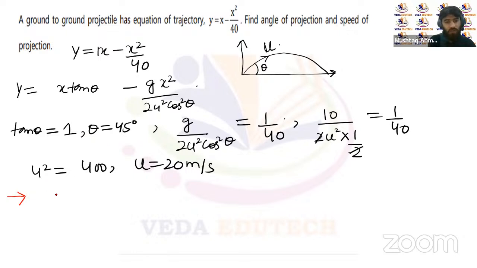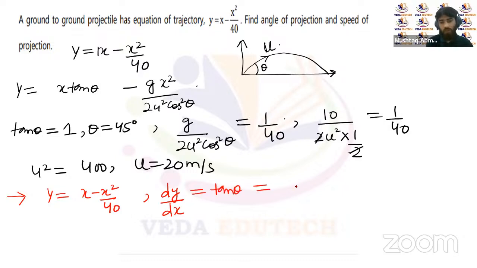We know that y has been given as x minus x square upon 40, right? And we know that dy by dx represents the slope at any point, and that slope is also given by the tan of theta, right? If we differentiate this, that will be 1 minus 2x upon 40. So this is what we call the slope, right?